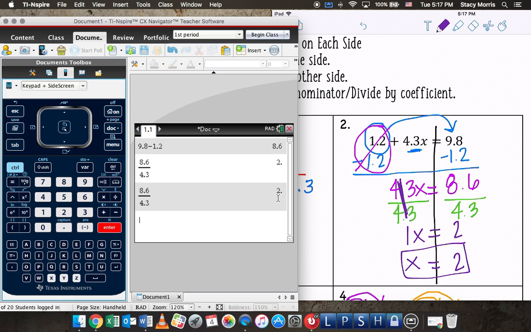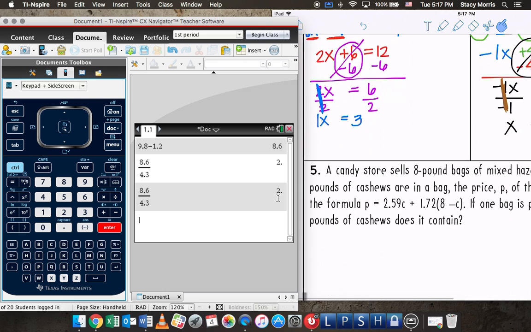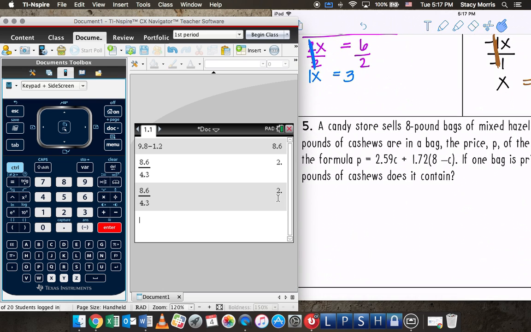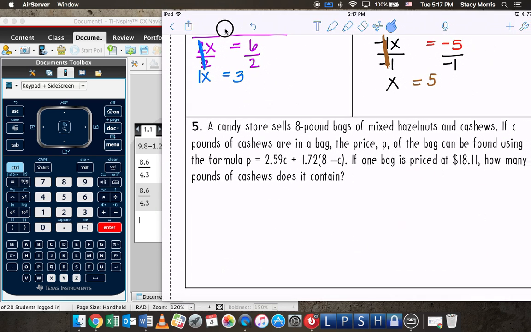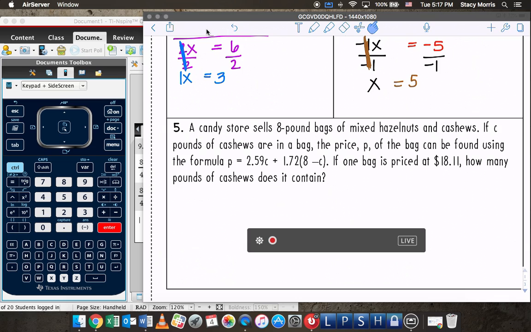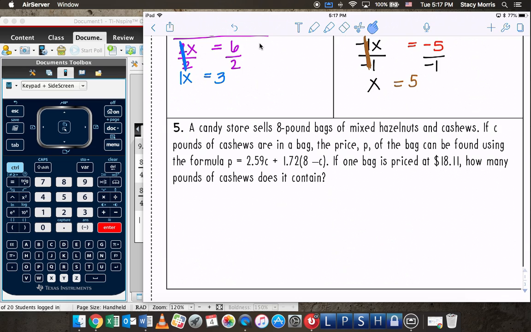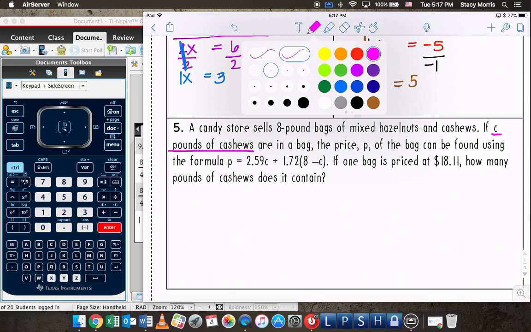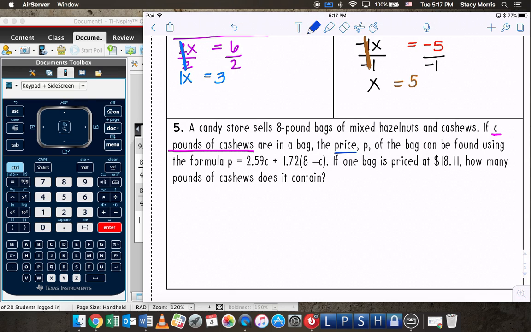Okay. So the next one is going to be number 5. Number 5, we have a word problem. I'm going to read it here for us. It says, a candy store sells 8-pound bags of mixed hazelnuts and cashews. If C pounds of cashews are in a bag, that's going to be important. We need to know, what do our variables stand for? So C is pounds of cashews. Really important. C pounds of cashews are in a bag, and the price P, so price is going to be P. I'm going to underline that also. Price is P.